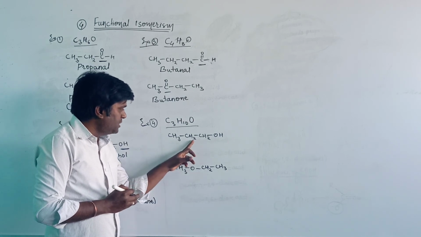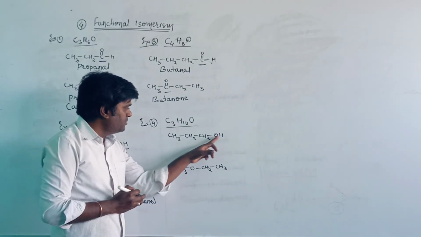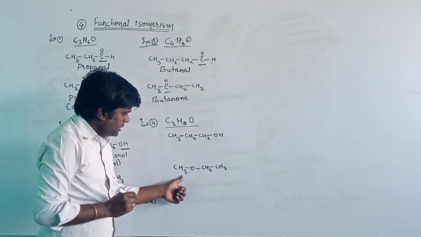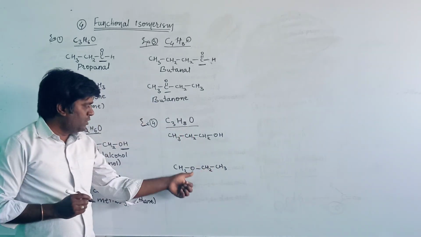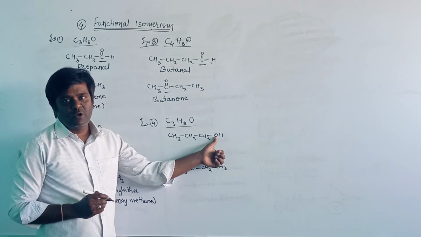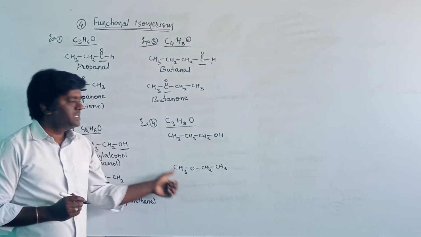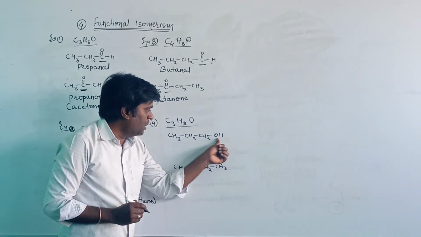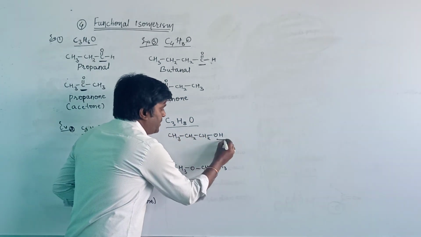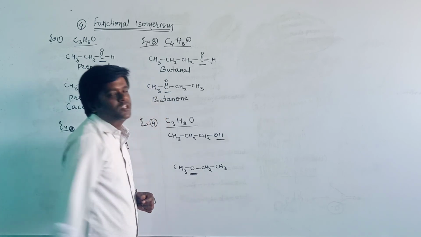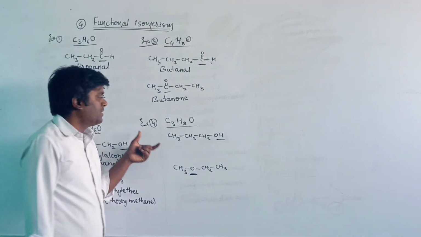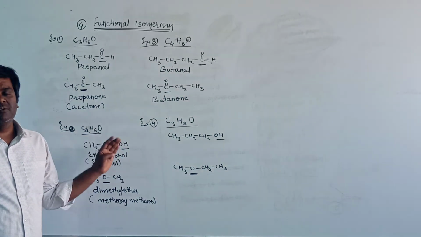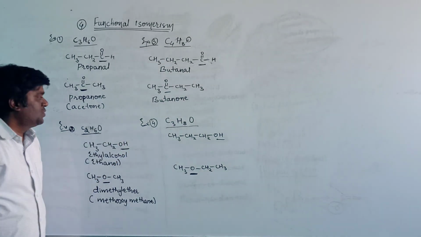Number of hydrogen is 8 here, and here also 8, both having one oxygen. Both have the same molecular formula but differ in the functional group. Here alcohol is the functional group and here ether is the functional group. Therefore, such types of compounds are known as functional isomers, and that phenomenon is known as functional isomerism.